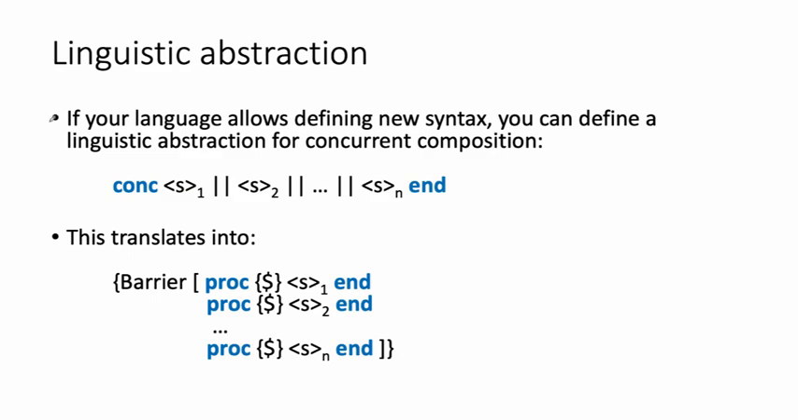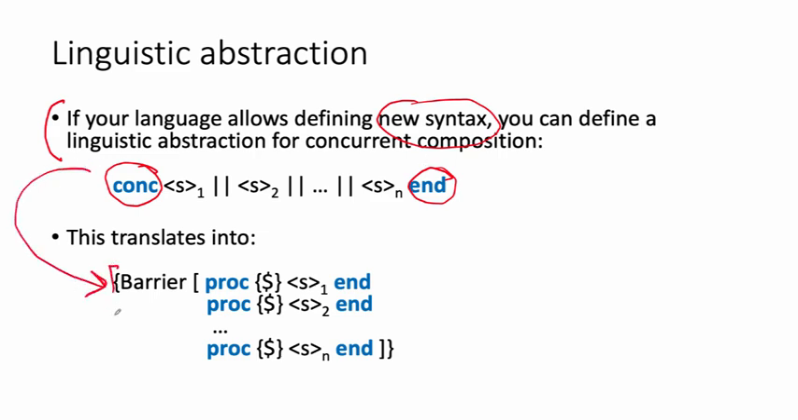Okay, there's another point. Some programming languages allow defining new syntax, typical of the functional languages. So we could define a new instruction called conc-end, concurrent composition, and define a translation of this into a call to barrier, where each one of these instructions turns into a zero argument procedure. So this could be invisible to the programmer, who then has a new abstraction that he or she can use for writing programs.